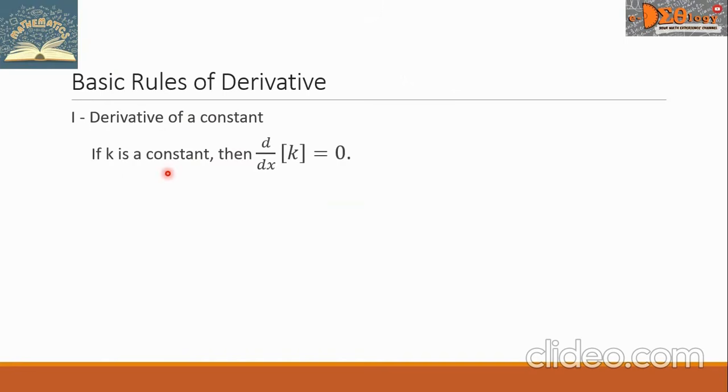If k is a constant, then d over dx of k equals 0. Let us see some examples. This is example 1. Y equals 5. So we have y prime equals 0. Second example, y equals negative 10. This is another constant, so we say that dy over dx equals 0.